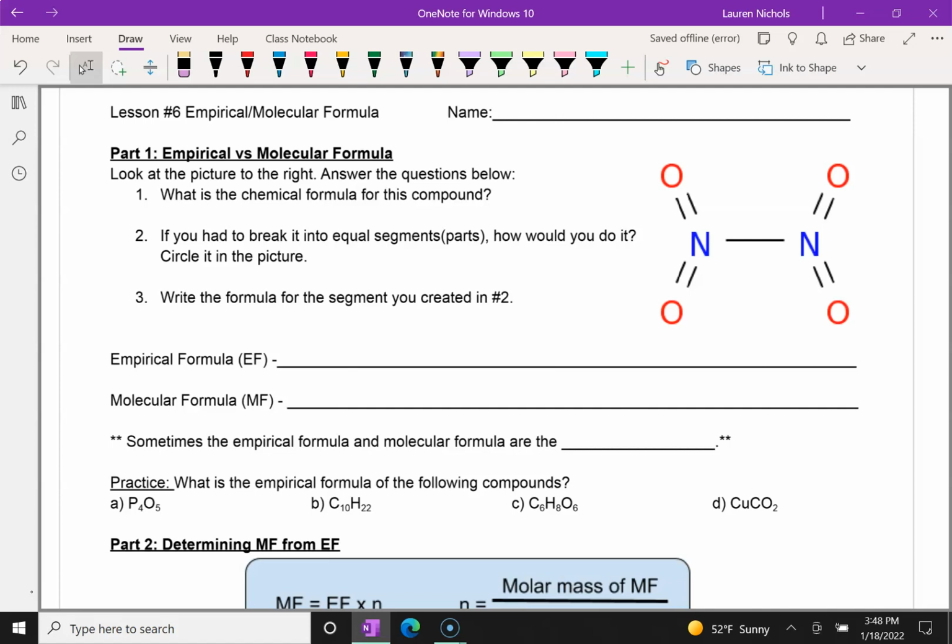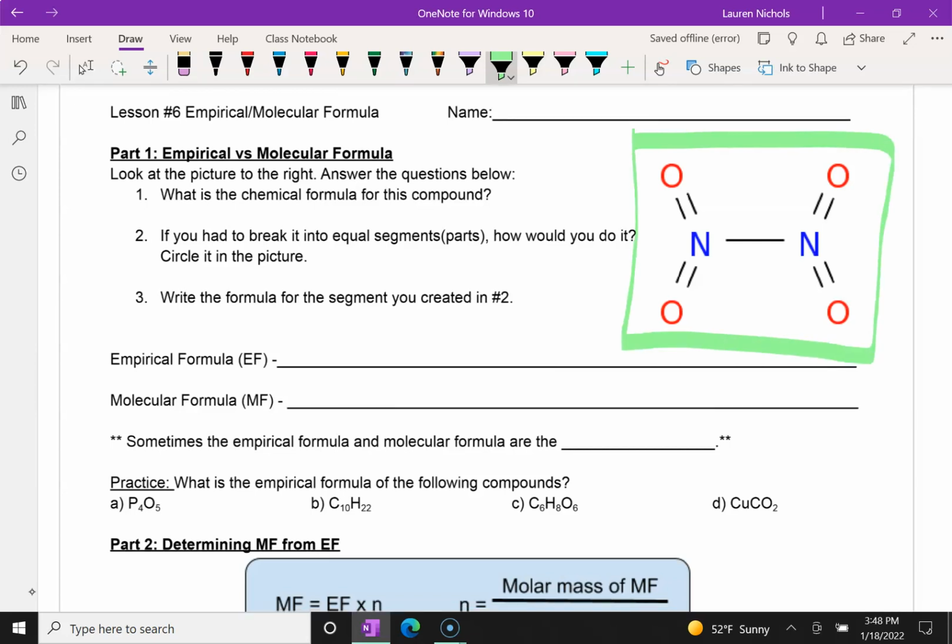And so what I want you to do is look to the right and look at this picture here, okay? And I want you to answer these three questions. 1, what is the chemical formula for this compound? 2, if you had to break it into equal segments or parts, how would you do it? And I want you to circle those segments on the picture. And then number 3, I want you to write the formula for the segment you created in number 2. So go ahead and press pause on the video, answer those 3 questions, and then we'll come back to discuss it.